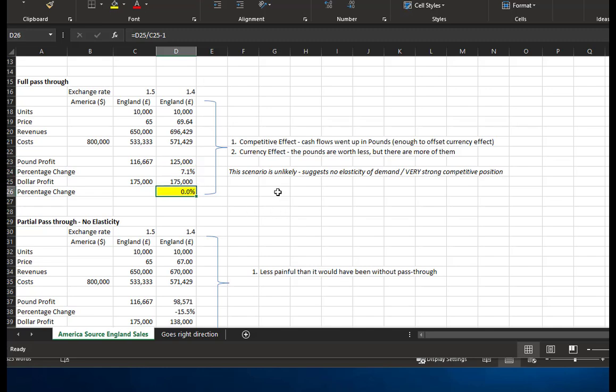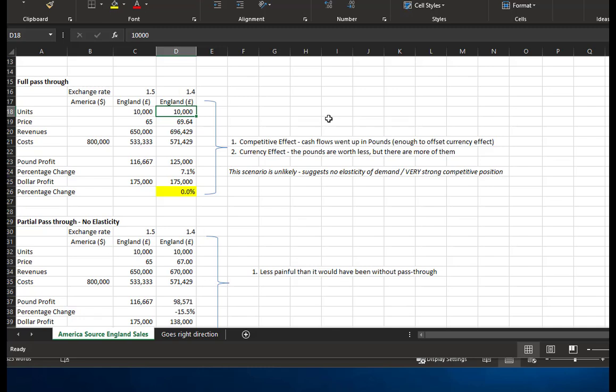So the idea here is that our currency effect is going to offset the competitive effect exactly, and we end up in the exact same place we had. Our cash flows are going up in pounds, enough to offset the currency effect. The currency effect, we're losing money just because pounds are worth less, and the net is zero. Now this would be a highly unlikely scenario because it suggests that there is no elasticity of demand. That is to say, we raise the price, but we have no drop in sales whatsoever, no drop in the units sold. And it is unlikely that that's going to happen, certainly in a competitive market.